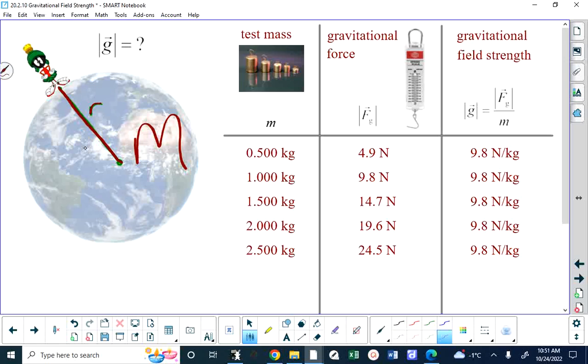In other words, the gravitational field of the Earth should be calculable. We should be able to calculate it without referring to test objects and spring scales. There should be a way to determine it from the mass of the Earth and the radius of the Earth. And this is kind of where we left off.